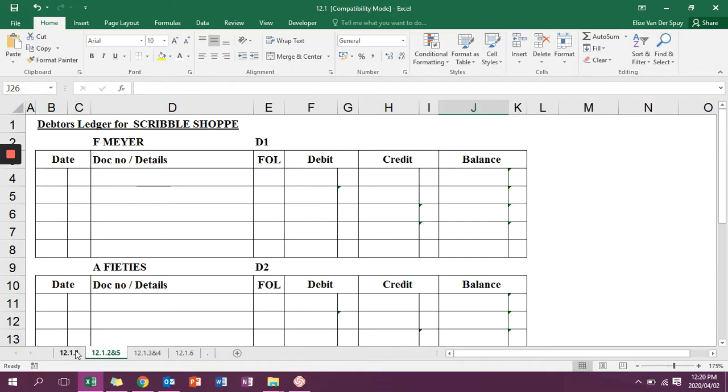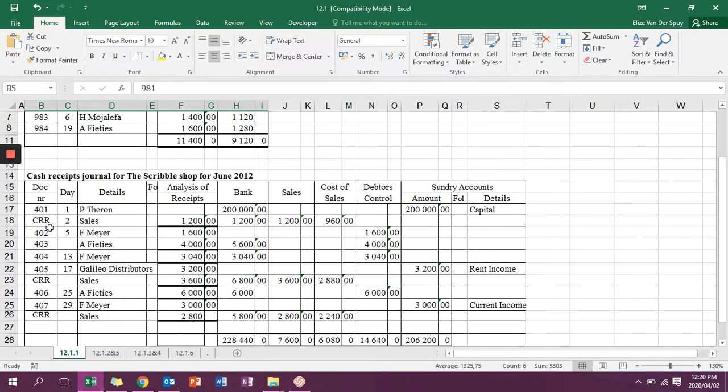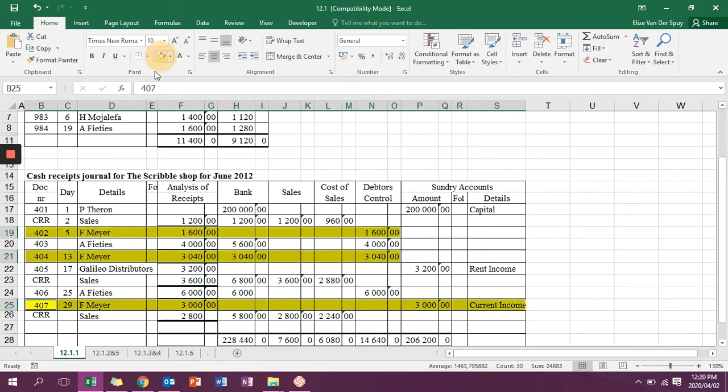All right, so the first thing that we're going to do is we are going to see everywhere that F Mayo's name is, we're going to highlight it or do something so that we know that it is F Mayo. All right, so I'm highlighting all the places where I see F Mayo. All right, so F Mayo is highlighted.